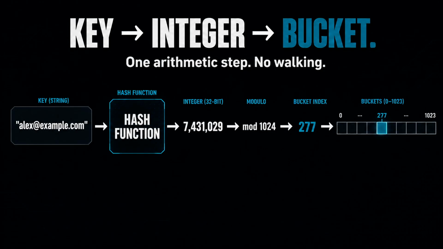The trick is the hash function. A hash function takes any key, a string, a number, anything, and returns a fixed size integer. The same key always returns the same integer. Different keys almost always return different integers. The hash table takes that integer, divides it by the number of buckets, and uses the remainder as the bucket index. So the key tells the table exactly which bucket to look in. Right. No walking, no searching. One arithmetic operation gets you to the bucket where the value lives. That is the constant in constant time.